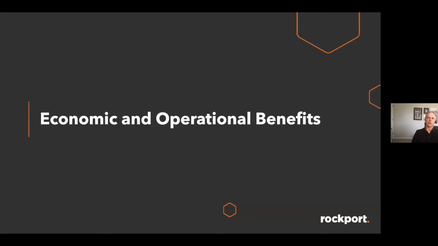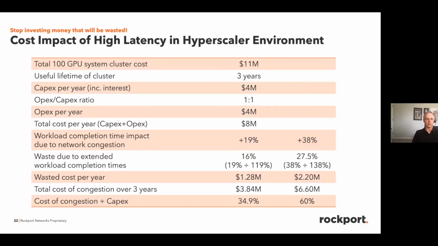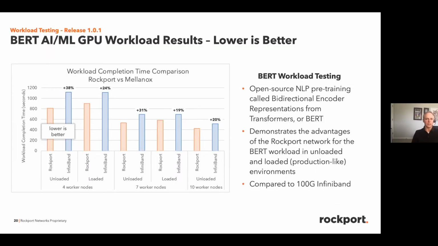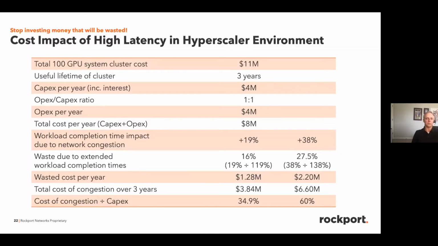So the last thing that I want to go through is the economic and operational benefits that we're seeing. I'm going to go back real quick. The organization that we did this test with was actually a hyperscaler company. I'm not allowed to say the name, but they gave us the cost of their GPU system cluster, how much they expected the lifetime of that to be, how much they attributed to CapEx versus OpEx, and what the total cost per year was for that cluster. Then we said, let's think about this: you're investing that money, right? That OpEx and CapEx is an amount you're committed to.